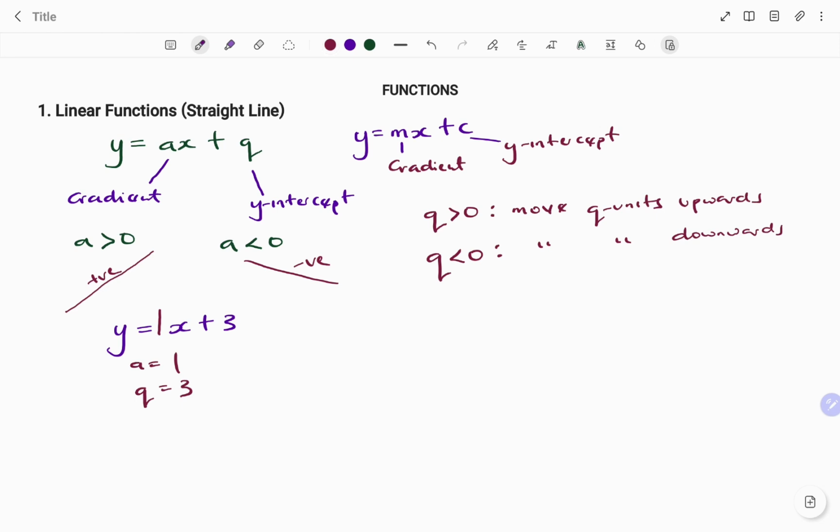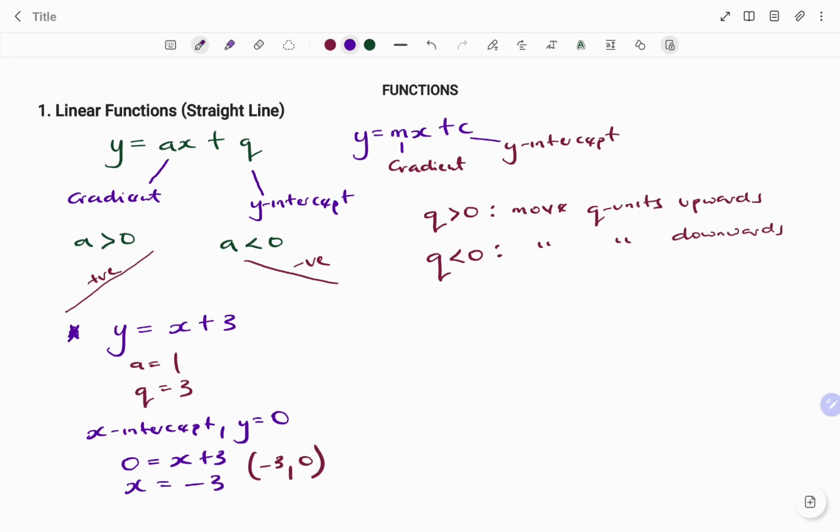Using the intercept method, I'm going to draw the graph of y equals x plus 3. So the intercept method, meaning x-intercept, where the graph crosses the x-axis, the value of y is 0. So using the equation y equals x plus 3, I have 0 equals x plus 3, therefore the value of x equals negative 3. So the coordinate for my x-intercept will be negative 3 and 0.